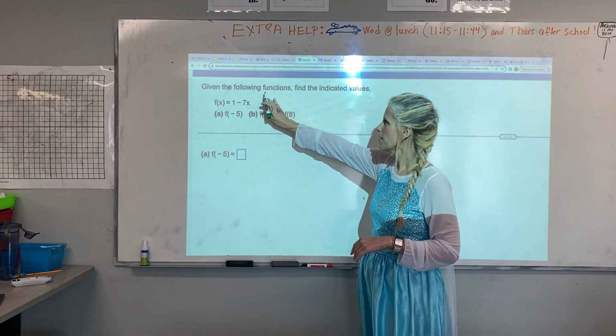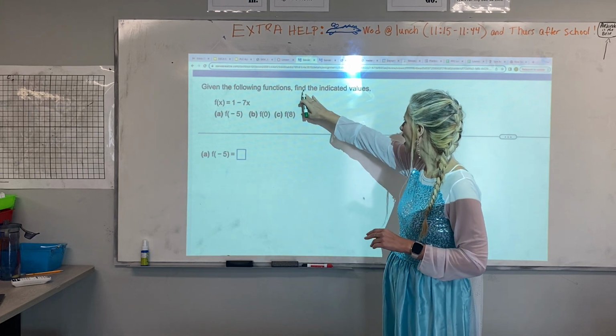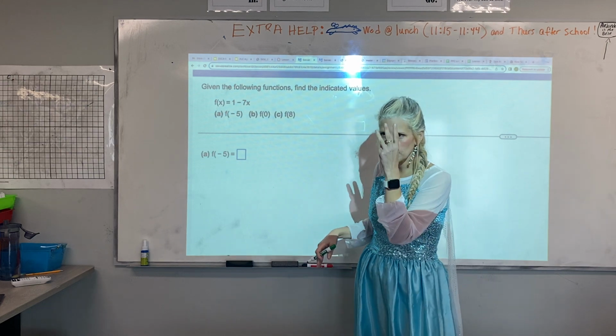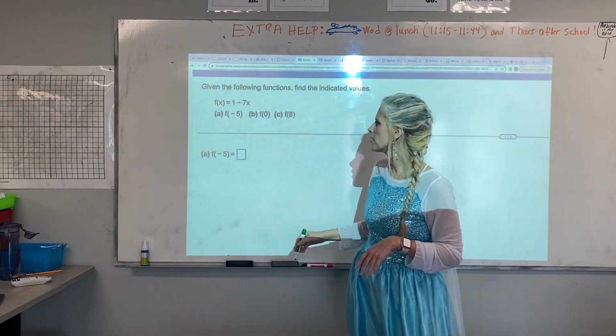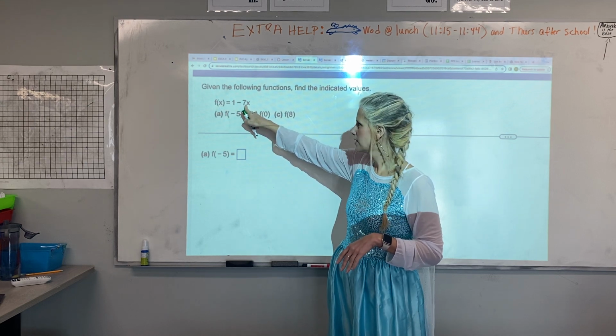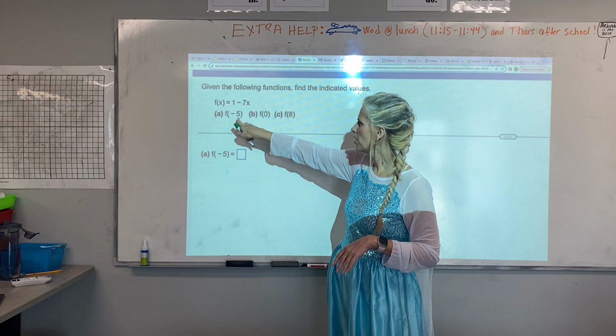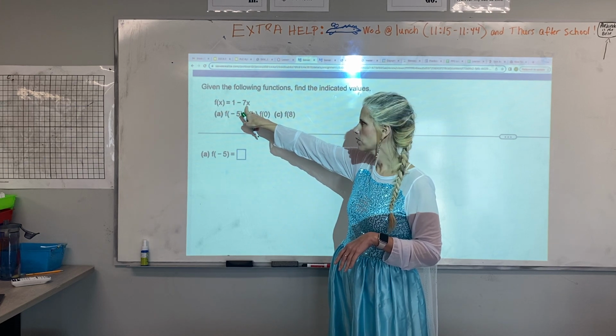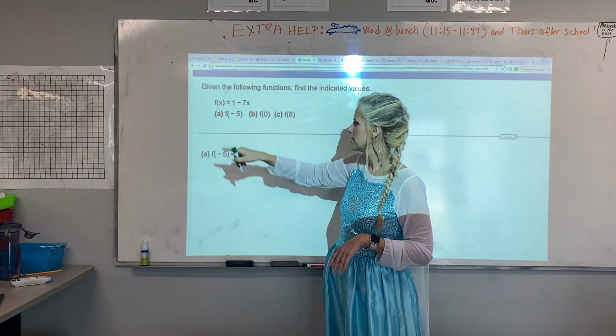Given the following functions, find the indicated values. So we're going to do 3 problems in 1. First, we're going to use this function, this little machine, and see what happens when we plug in a -5 for our x value. That's what this is.